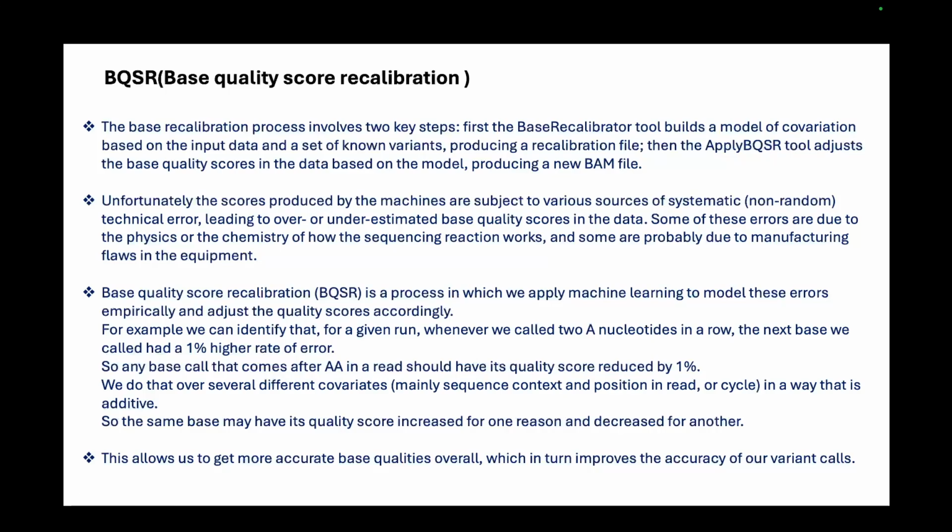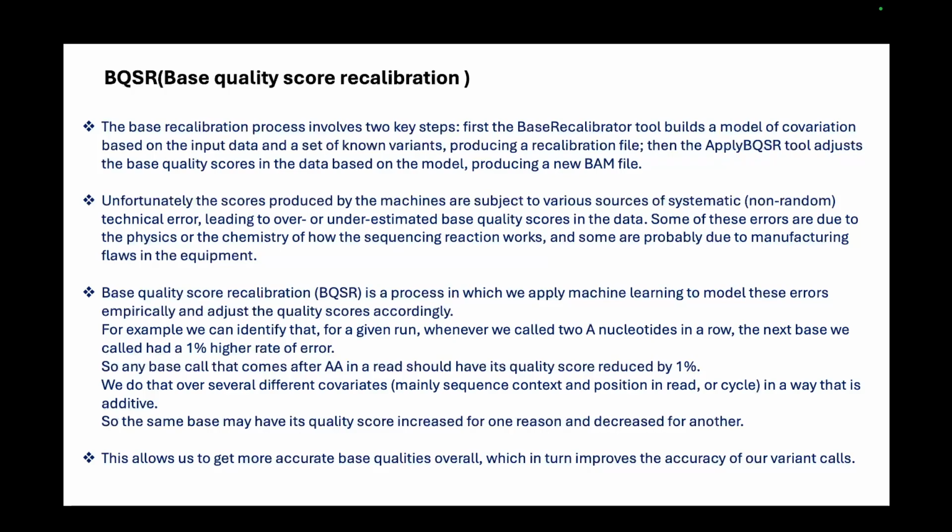BQSR involves two steps in this case. One is the BaseRecalibrator tool, which builds a model of covariation based on the input data and a known set of variants, producing a recalibration file. Then there is the ApplyBQSR tool, which adjusts the base quality scores in the data based on the model, and it produces a new BAM file.